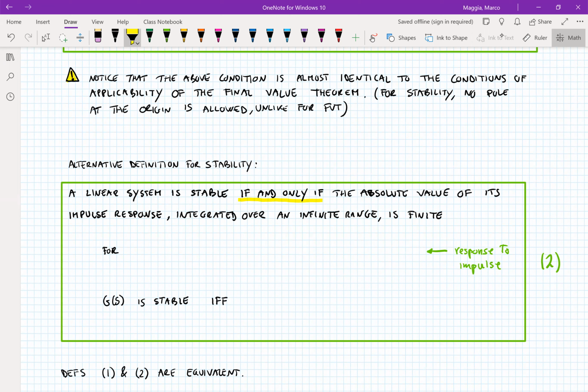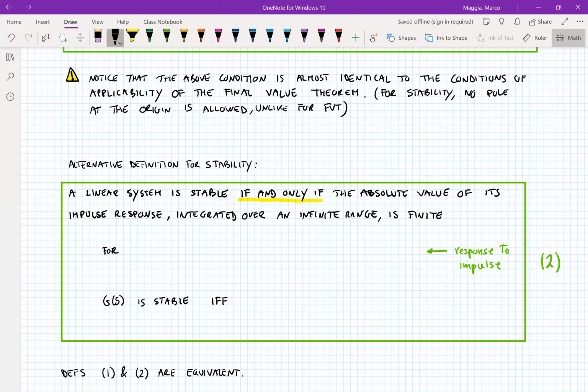Now, we have to check the absolute value of its impulse response. So we need to find the response of the system due to an input that is equal to an impulse. We have to take the absolute value, and then we have to integrate from 0 to infinity. That's what over an infinite range means. And if this integral is finite, then the system is stable.